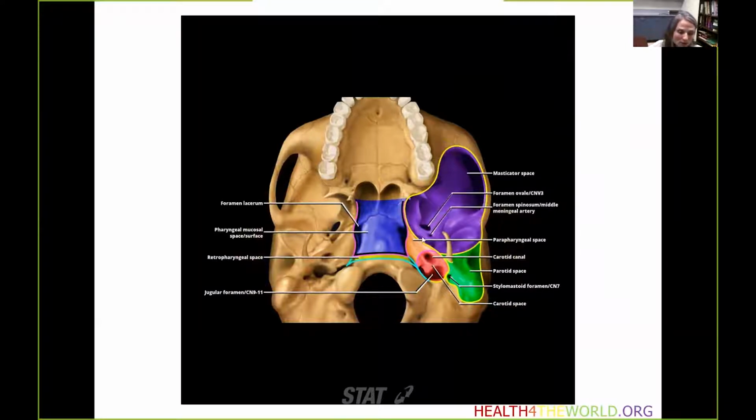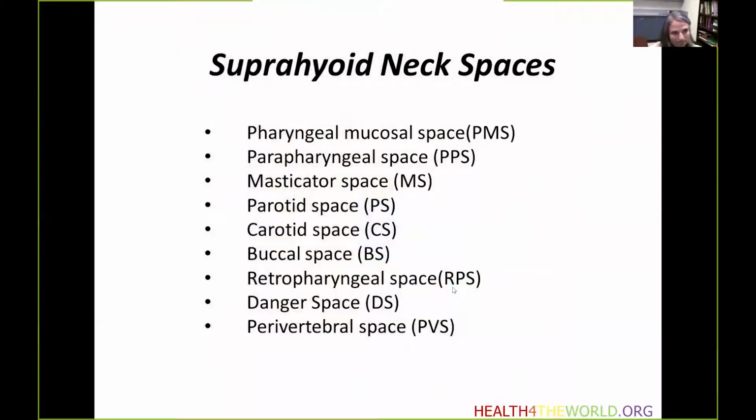You can identify very important structures at the skull base. You will see the foramen ovale and the foramen spinosum. You'll see the carotid canal, as well as the jugular foramen. Just posterior to the styloid, this is the stylomastoid foramen. This is where cranial nerve 7 would exit. So you would imagine that different pathologies will have access to the skull base through these very important spaces. So let's take a look at the suprahyoid neck spaces one at a time.